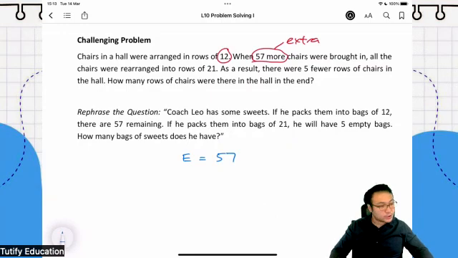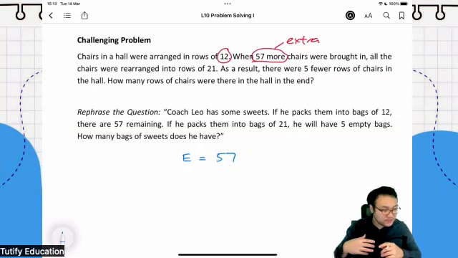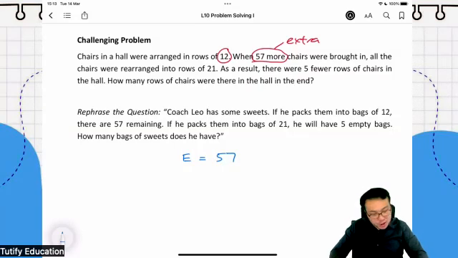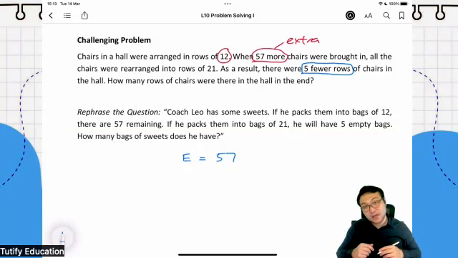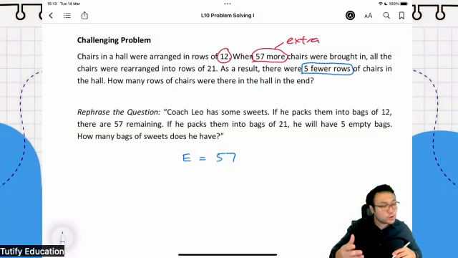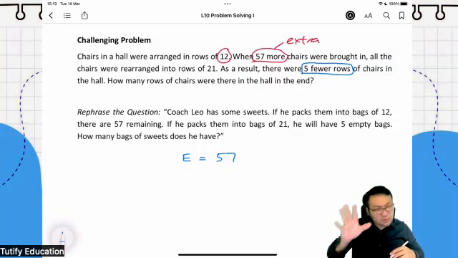57. Very good. Now let's read the second one. They say that if you want to put more chairs in each row, that means it's as if you are giving more sweets to each student. Then what will happen? You have a shortage. You have 5 fewer rows, right? Amazing. If you want to use more chairs for every row, then you run out of chairs. You have 5 fewer rows.